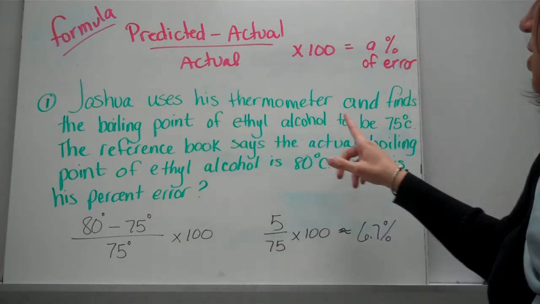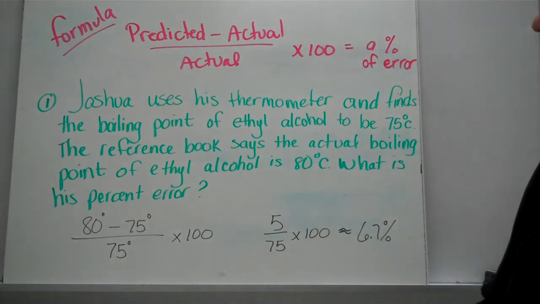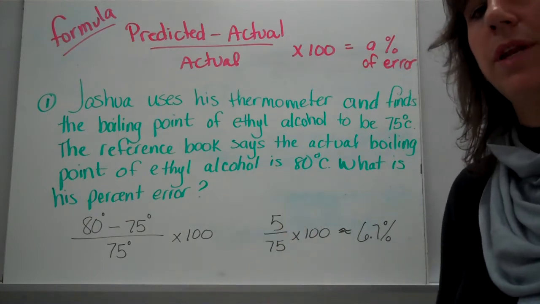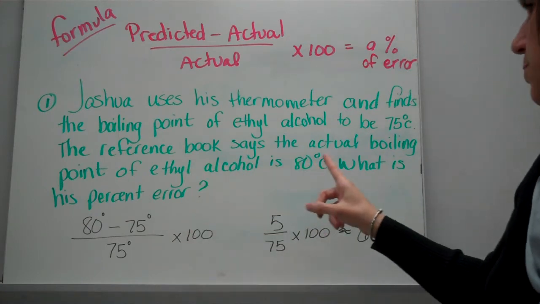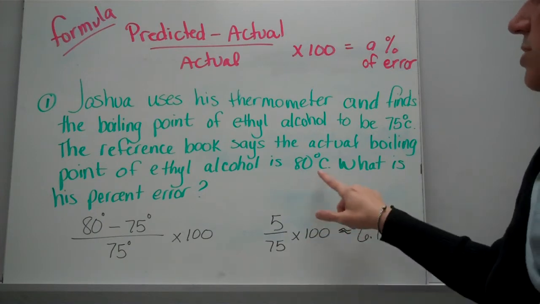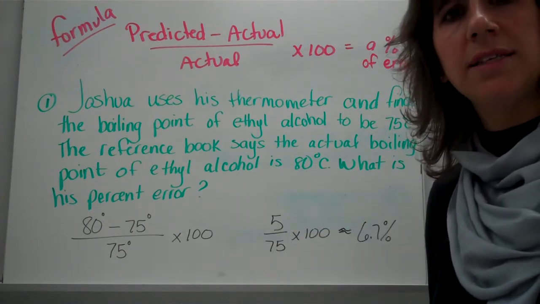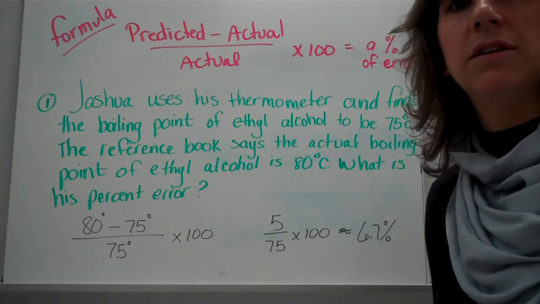Okay, Joshua is actually using his thermometer and finds the boiling point of ethyl alcohol to be 75 degrees. He actually does the measuring, and that's what he gets. Well, the reference book says that the actual boiling point is supposed to be 80 degrees. So what happened? Why wasn't it exactly 80? There was a percent of error.